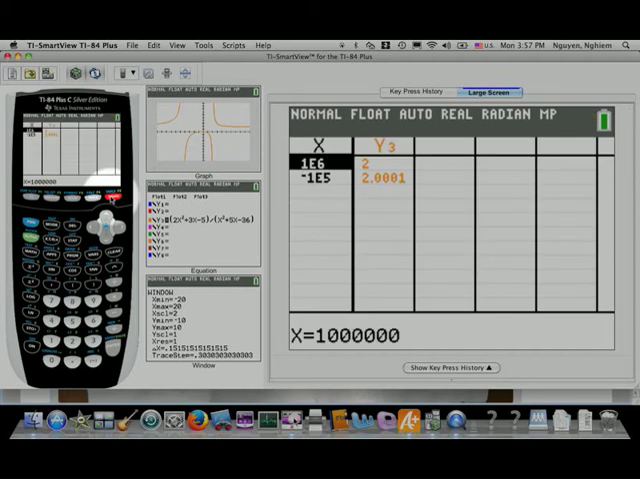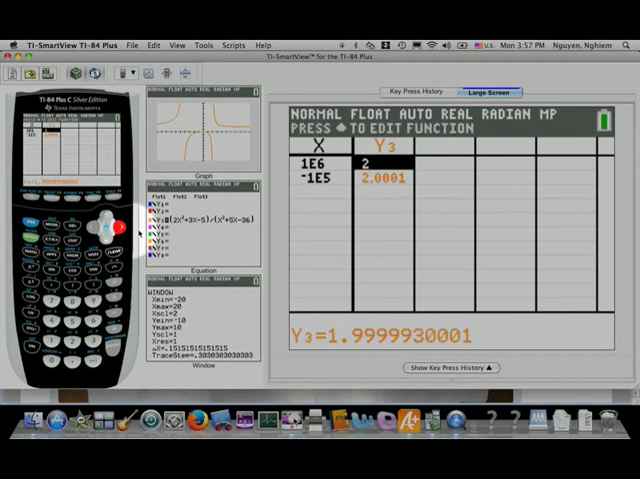and you can see I typed in a gigantic number like 1,000,000. It shows that y is equal to 2, but when I scroll over, it's clear that that's just a rounding error. It's actually 1.9999. In other words, as x gets bigger and bigger, y gets closer and closer to 2. Never quite there, but it gets closer.